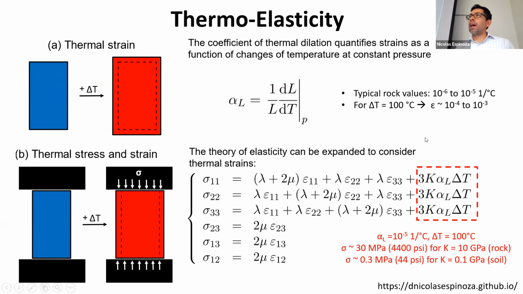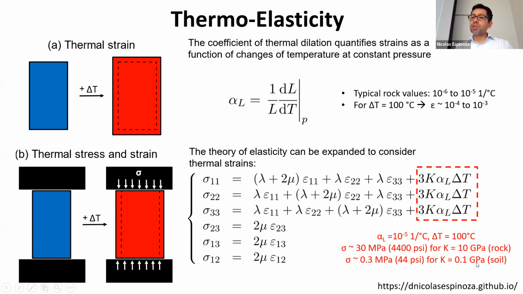And for typical values of the thermal expansion coefficient, and let's say a change of temperature of 100 degrees C, for a rock with a bulk modulus of 10 gigapascal, we'll get a thermal stress of 30 megapascals, which is around 4,400 PSI. Is that large? Too small? What do you think, guys? That's pretty large, right? So these stresses are non-negligible.